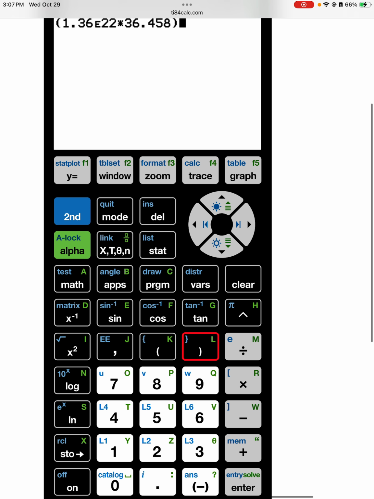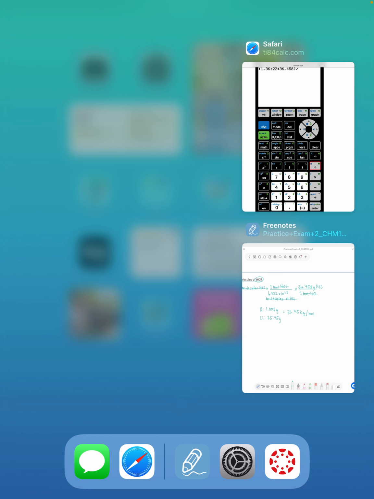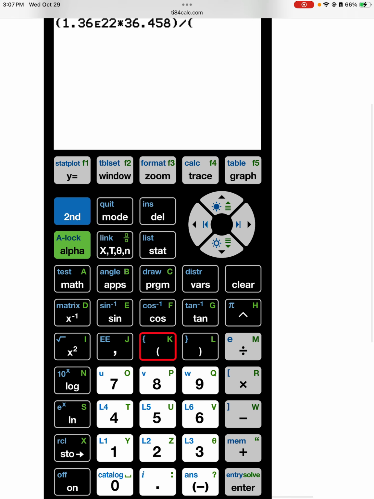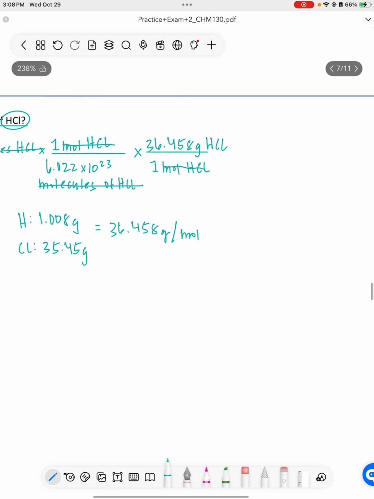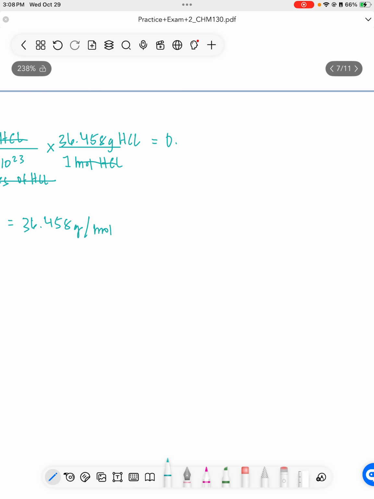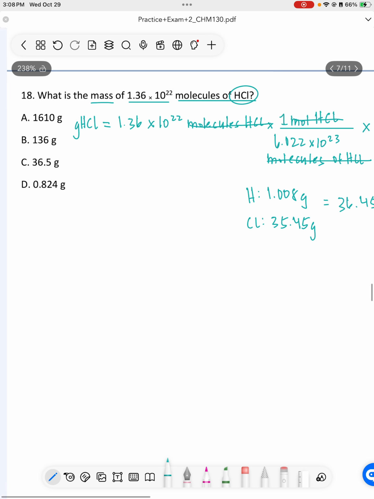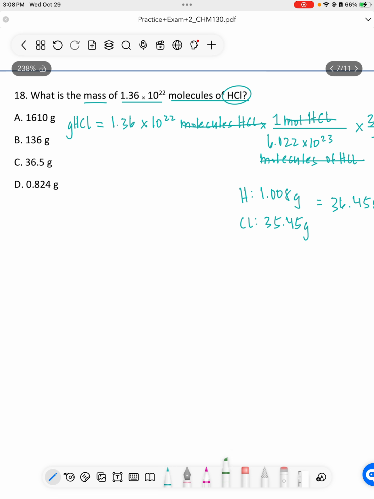36.458 in parentheses, divided by, and we're going to divide by Avogadro's number, 6.022 EE 23. And that's going to get us 0.82336. So 0.82336 grams of HCl.